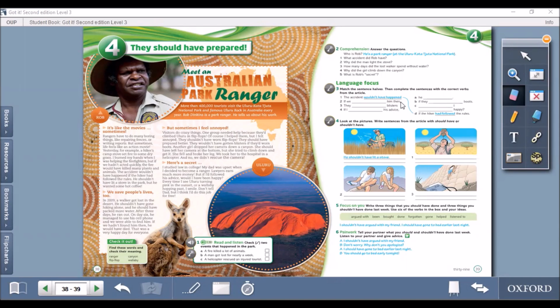Okay, now let's pay attention to this. In class, we are going to work on page 38, okay? So, this is the page, and here you have a text. The text is titled, Meet an Australian Park Ranger. Okay, so a park ranger is a person who takes care of a national park. Un guardabosques, guardaparques, okay? He is Rob, the park ranger, and he works here in this national park, Uluru, okay?